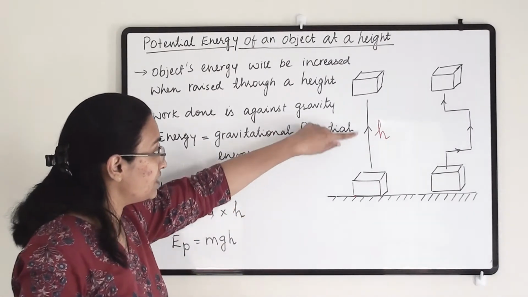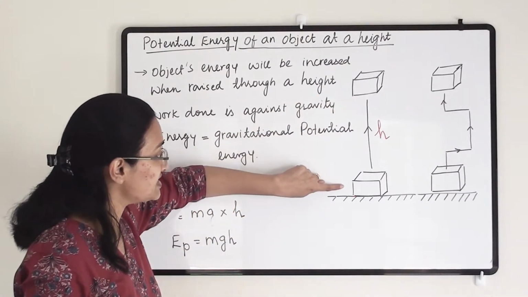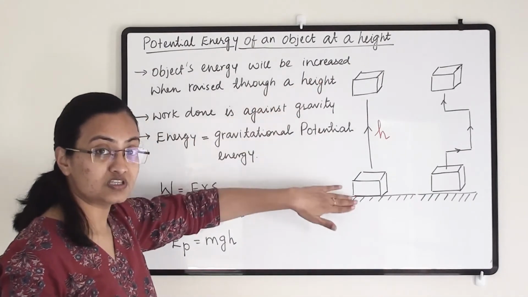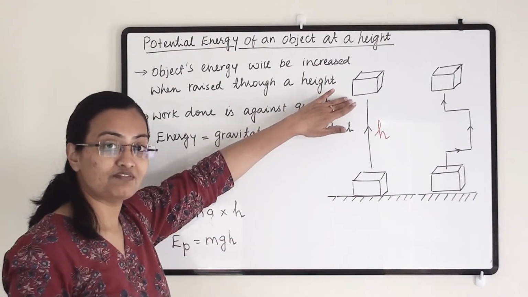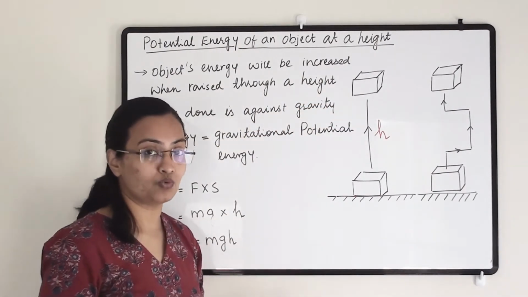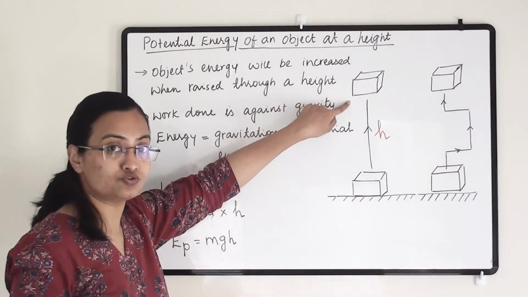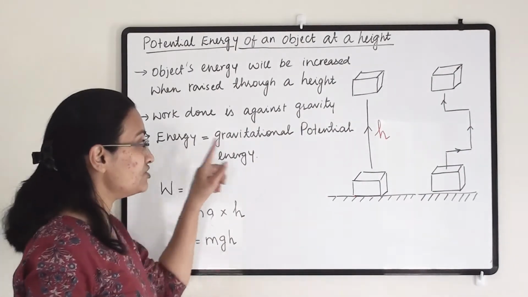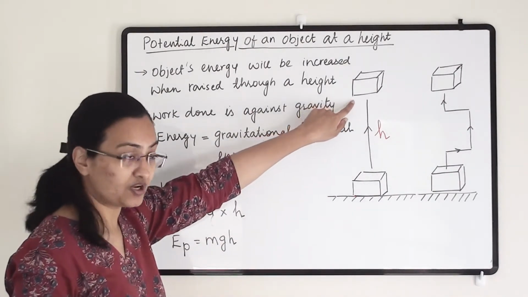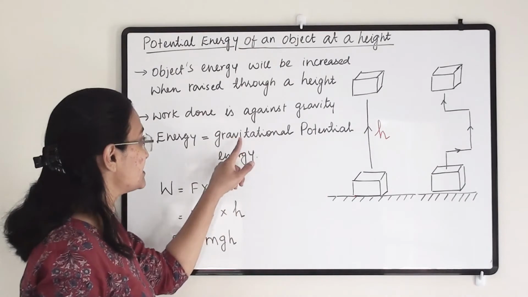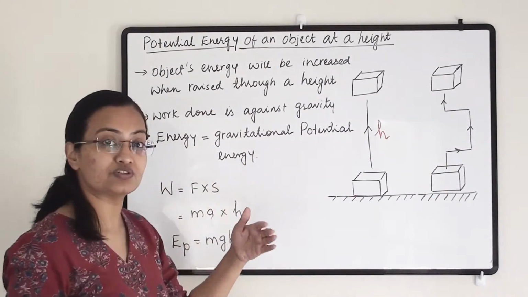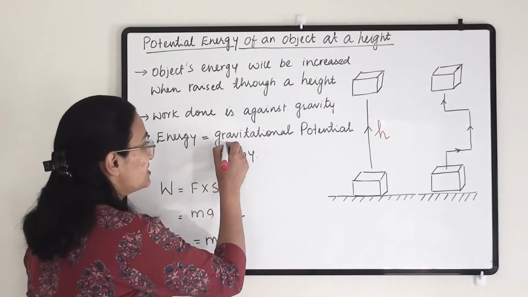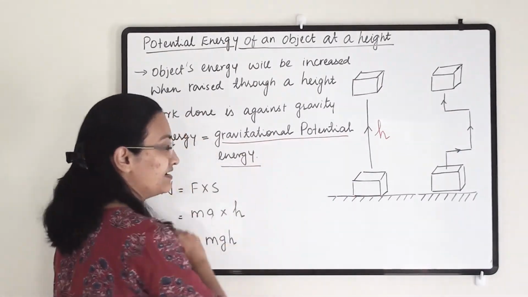Now, whatever work we have done here, we have raised this block from the ground to a certain height. So this is against gravity, because gravitational force acts downward and we have raised it opposite to that. So this work is against gravity. So the energy stored here in terms of potential energy is known as gravitational potential energy, because it is against the gravitational force. So that's why this is known as gravitational potential energy.